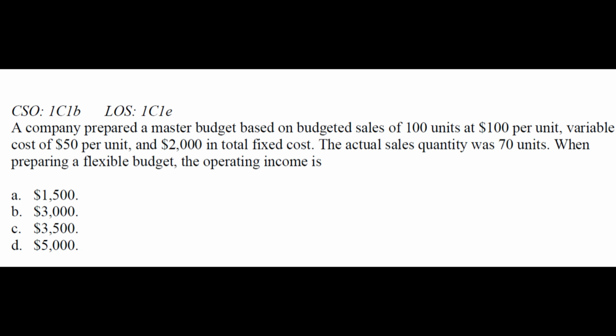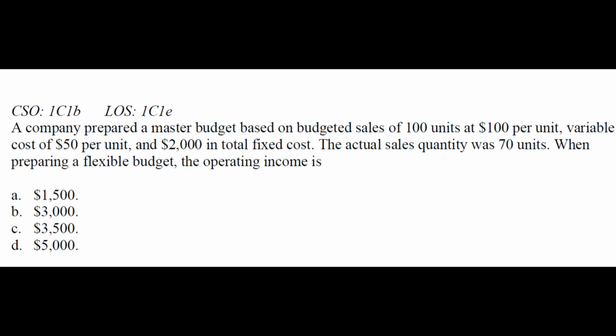Now evaluate the choices. A. $1,500. Correct. This is the operating income calculated using the flexible budget based on the actual activity level. B. $3,000. Incorrect. This overstates operating income and does not subtract fixed costs correctly.